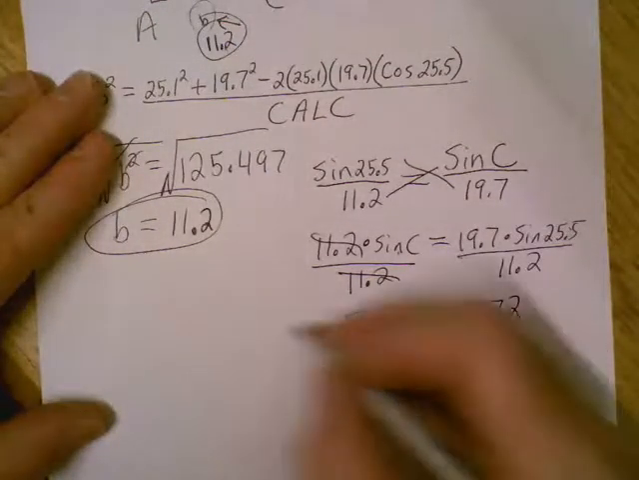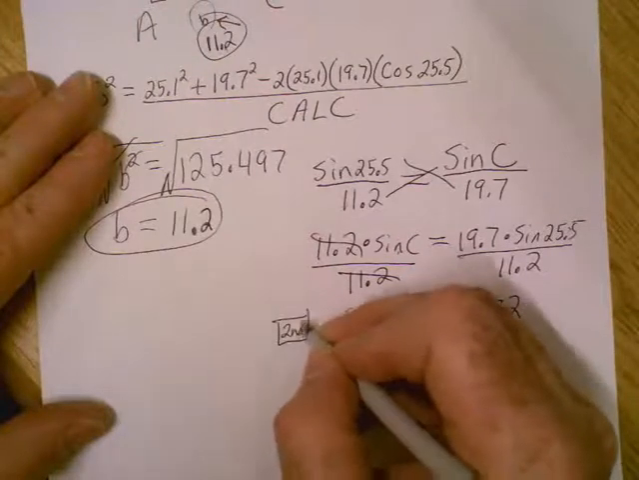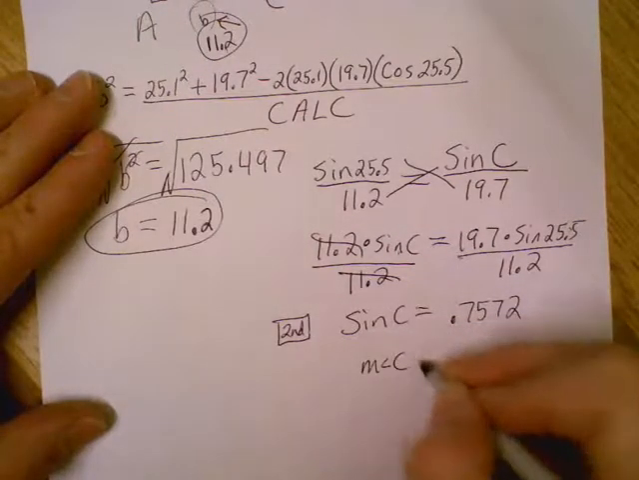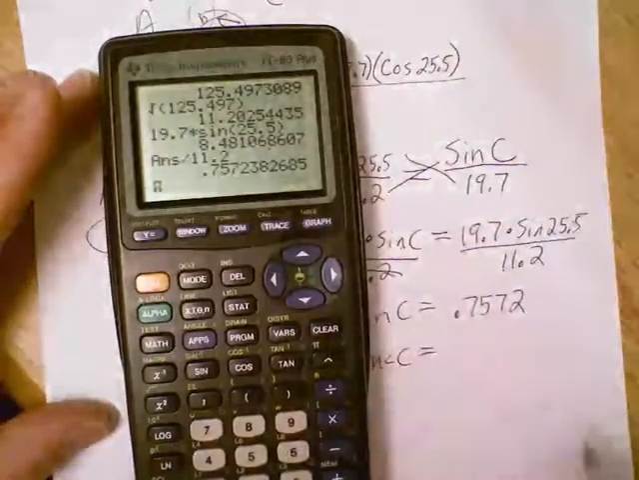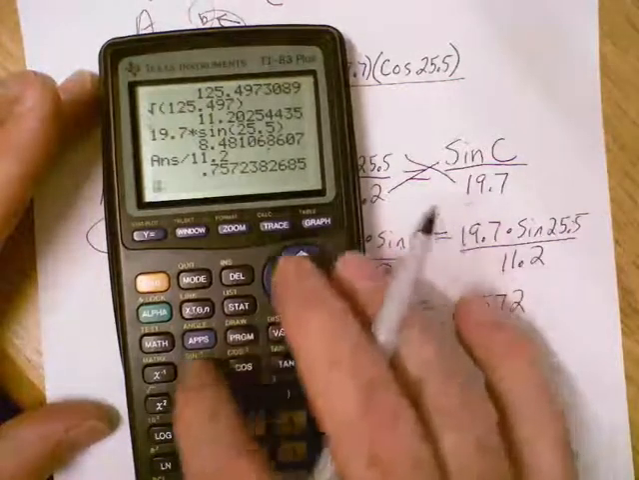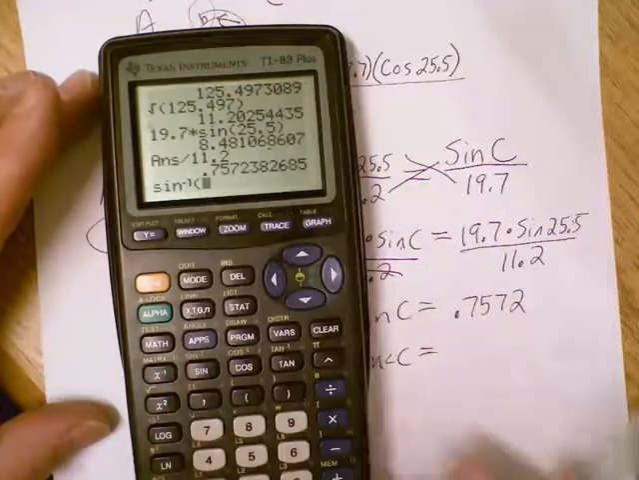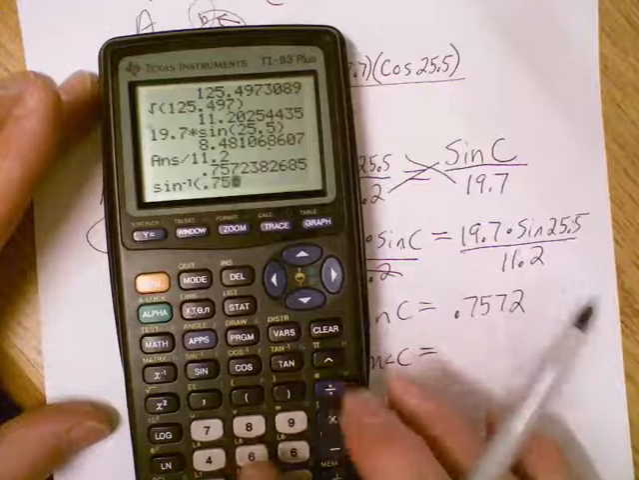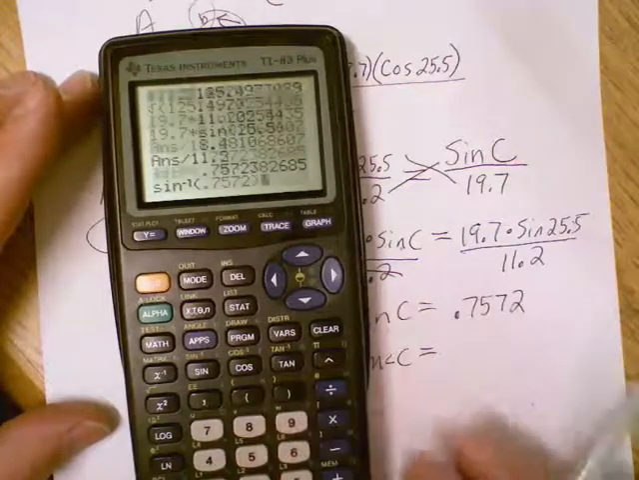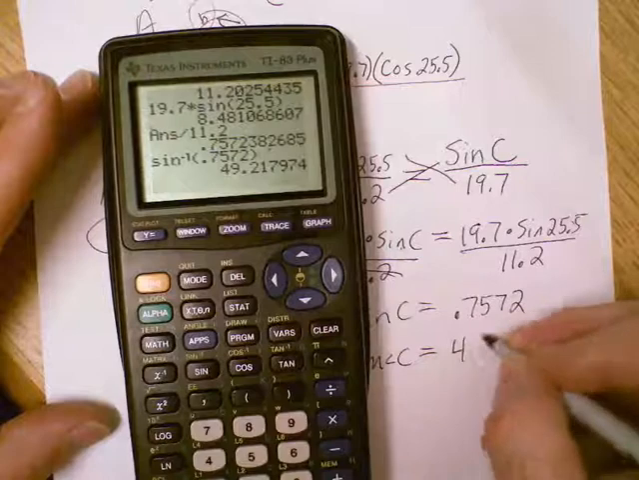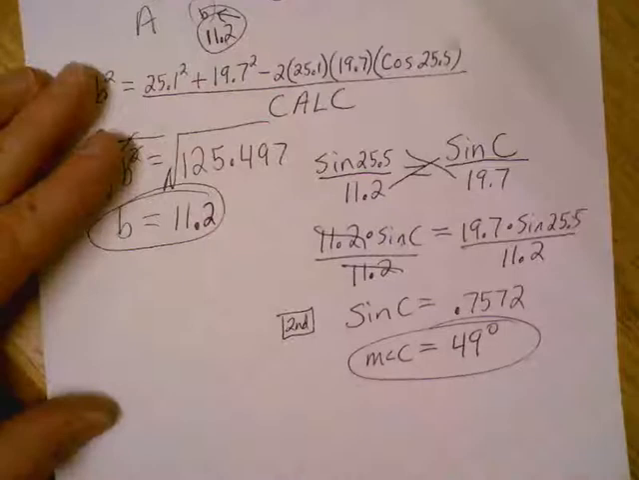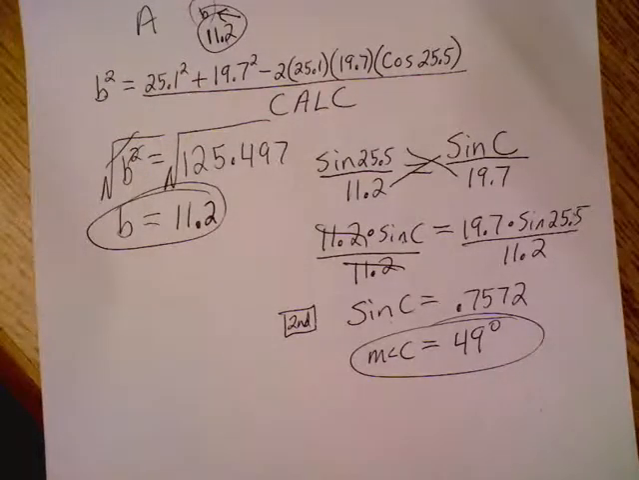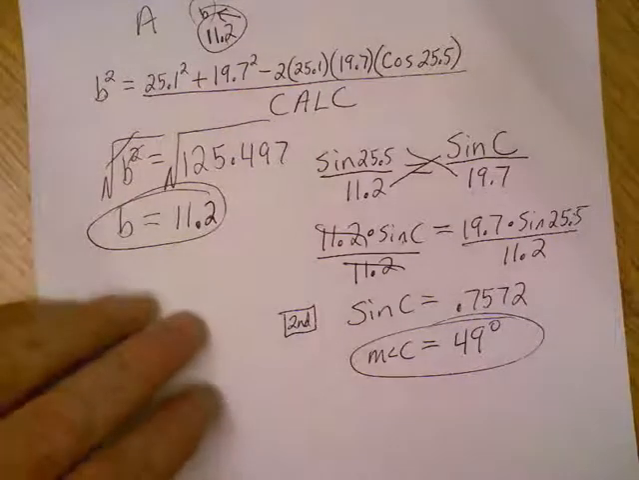To find the measure of angle C, we have to hit second and punch that into our calculator. So we grab our calculator, we hit second, and this time we're going to hit sine. That tells the calculator we're finding an angle. We punch in 0.7572, and it comes up to be about 49 degrees. So the measure of angle C is about 49 degrees. You check, see if that's one of the answers down there in the box and mark it out. Hopefully it is.